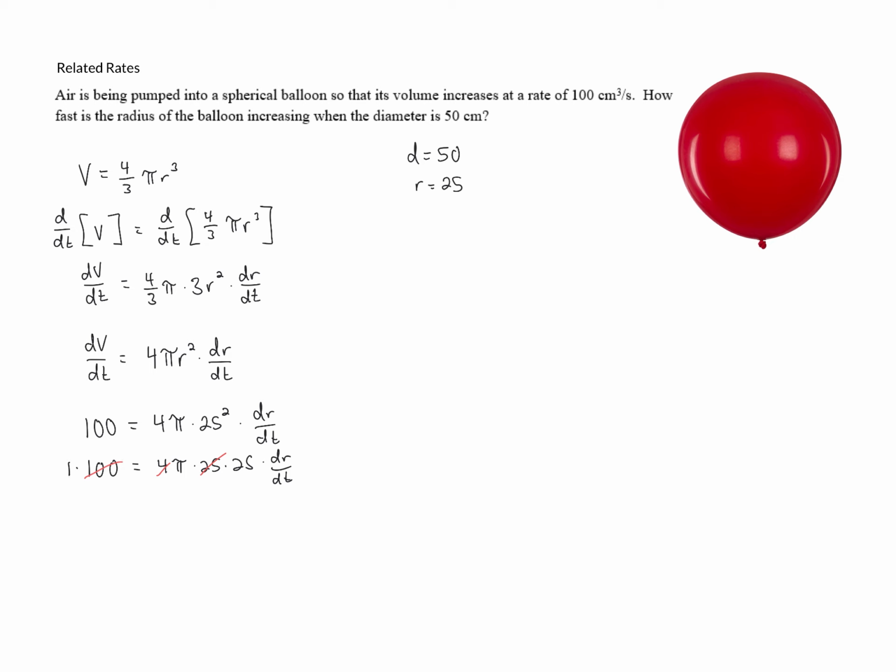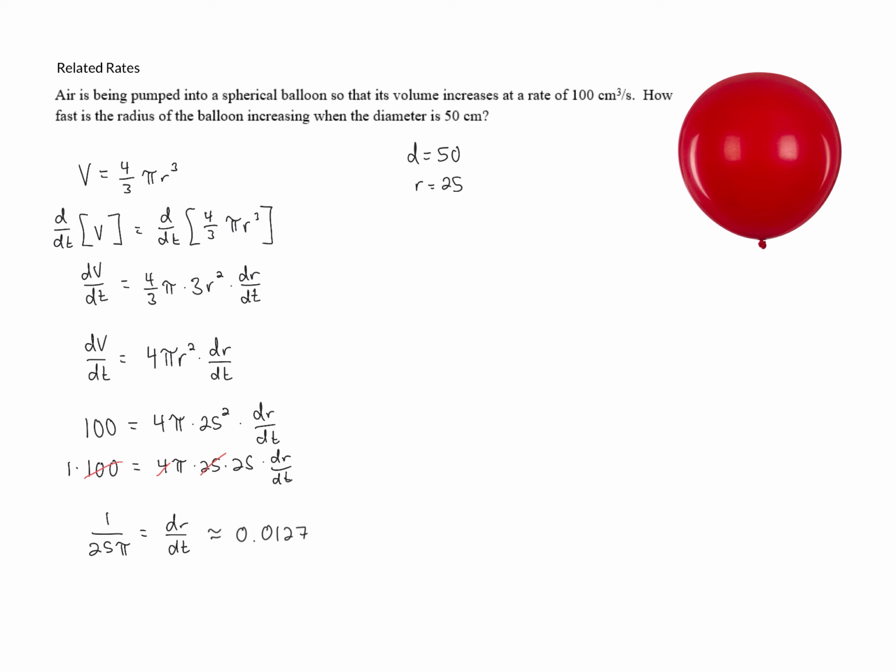And so if we want to get dr over dt alone, we still have this 25 pi on the right-hand side that we need to divide by. And if we divide both sides by that, we've got 1 over 25 pi equals dr over dt. And if we want a decimal approximation, we can plug that into a calculator, and we get 0.0127. Now, this is the rate of change of the radius.